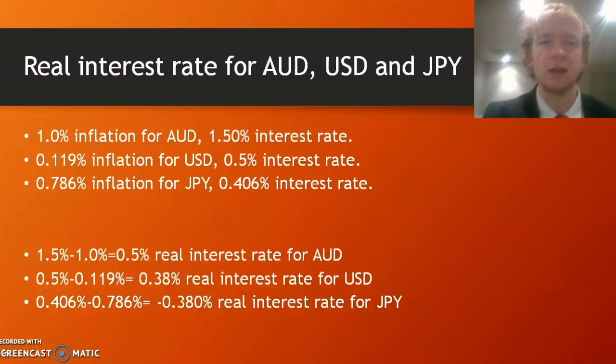In terms of the AUD to Japanese yen exchange rate, as outlined previously, the RBA currently holds an interest rate of 1.50% with an inflation rate of 1%, leading to a real interest rate of 0.50%. The Bank of Japan, as of 2015, holds interest rates at 0.41%, with an inflation rate of 0.79% the same year.